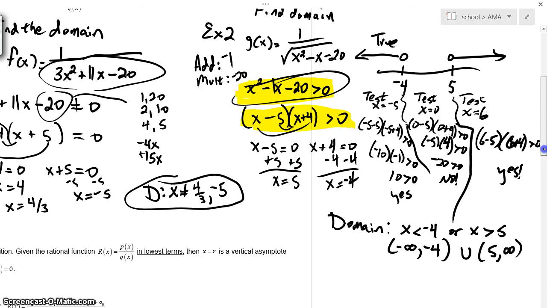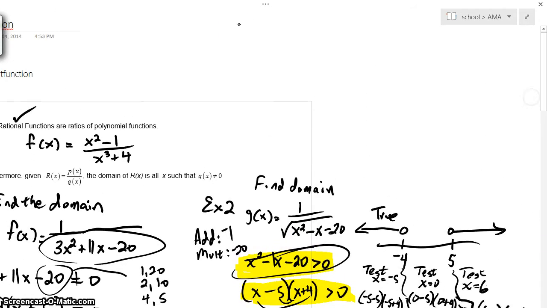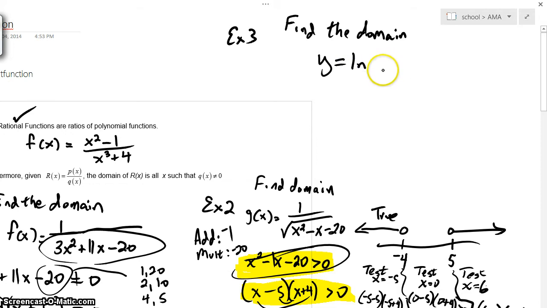One other domain problem I'd like to do before we move on. Let's actually move up, something a little different. For example 3, let's say we wanted to find the domain of something altogether different. Let's say that we had y is equal to the natural log of 5x minus 4. That can also sneak in.